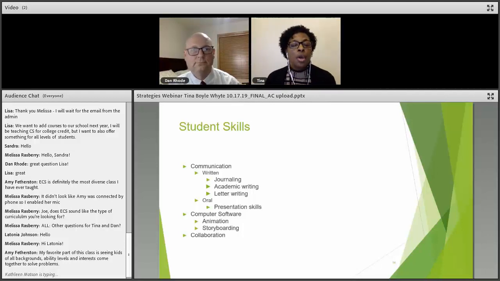And the skills that the students gain are just endless. Communication, the written skills that they build on: journaling, academic writing, letter writing. The curriculum allows for that. They definitely have the opportunity for oral skills. In computer software development, those skills that they get to develop with HTML, with MIT Scratch, storyboarding, I think that's for HTML, animation is with HTML, and then just the collaboration overall. I mean, there's so much. Dan, what would you like to share about teaching strategies, any other strategies, and what the students get as a result?